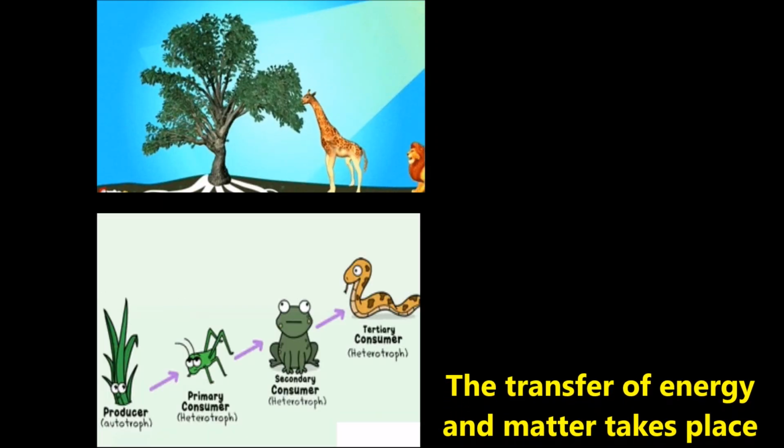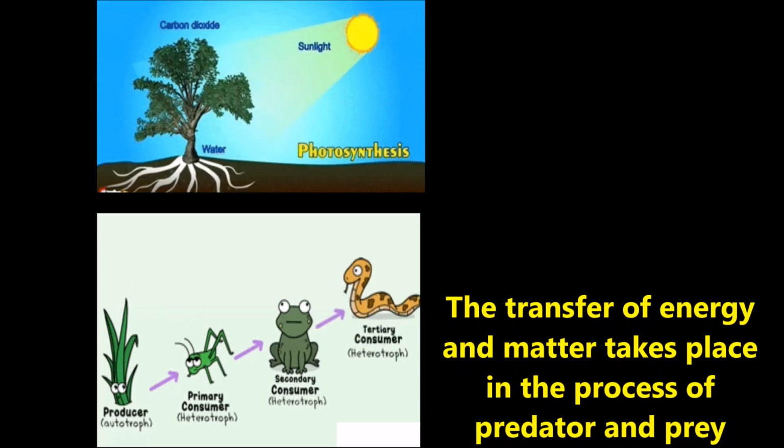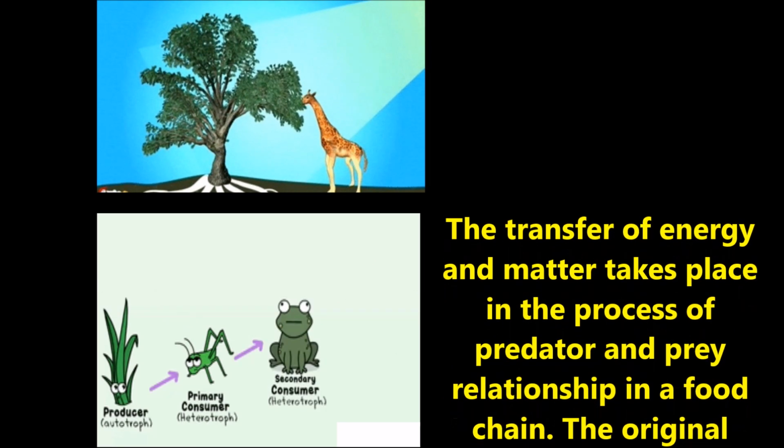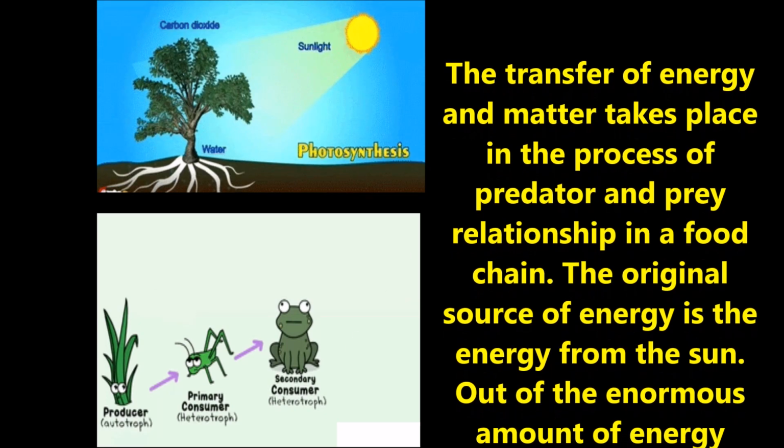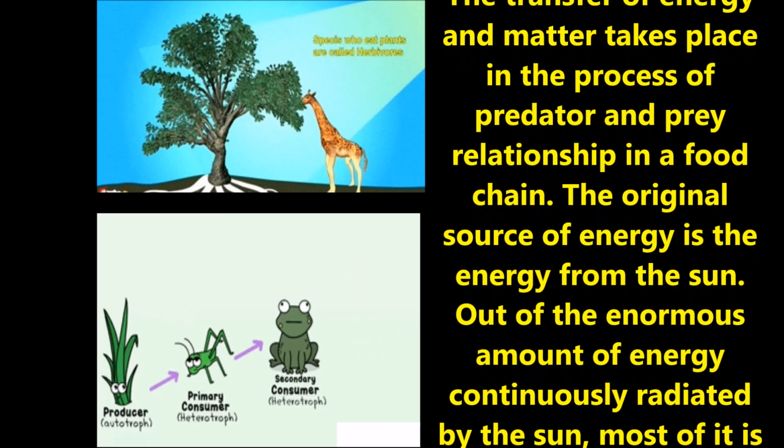Energy flow through the ecosystem. The transfer of energy and matter takes place in the process of predator and prey relationship in a food chain. The original source of energy is the energy from the sun.